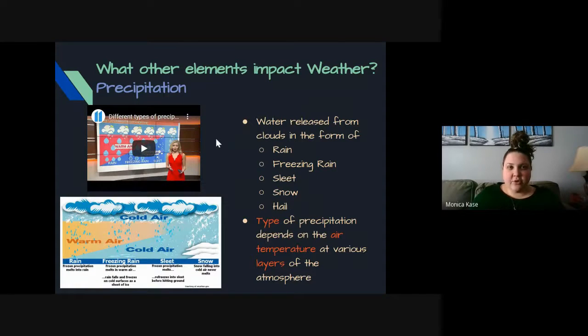All right, so other elements of weather, one of those being precipitation. So precipitation is formed in clouds, such as rain, freezing rain, sleet, snow, and hail. These different types of precipitation are based on the air temperature at the various layers of our atmosphere.